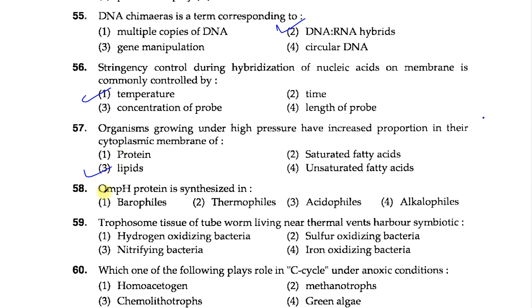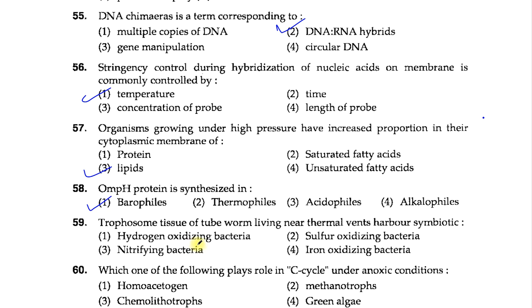Question 58. OMPH proteins is synthesized in 1. Barophiles, 2. Thermophiles, 3. Acidophiles, 4. Alkalophiles. Here the correct option is the 1. Barophiles, the organisms which can grow in the high pressure areas, and these are the deep sea bacteria, for example Photobacterium species.